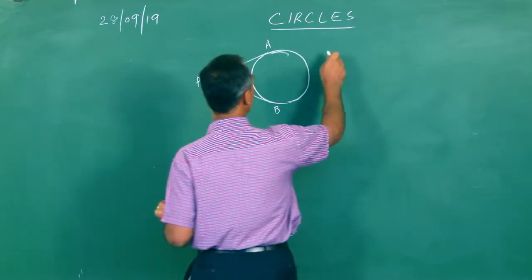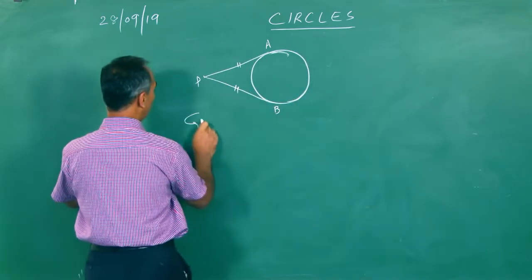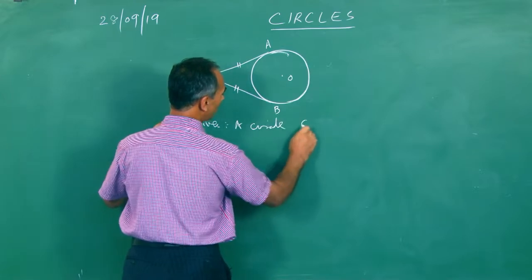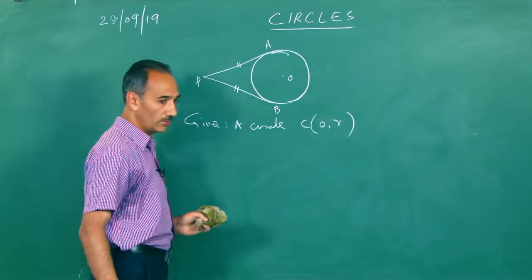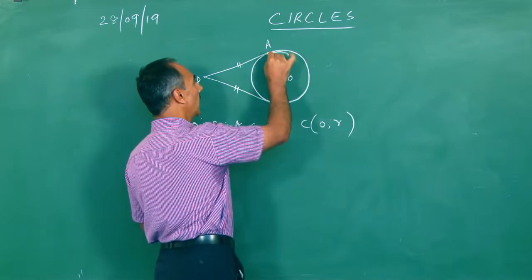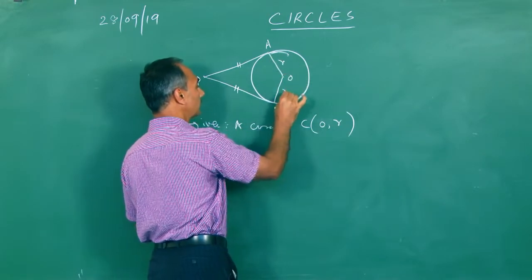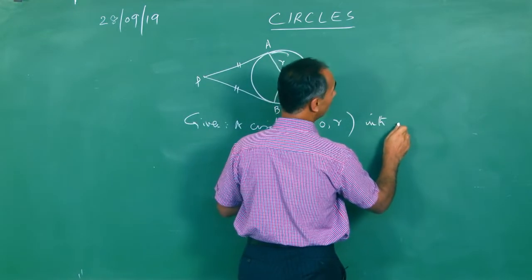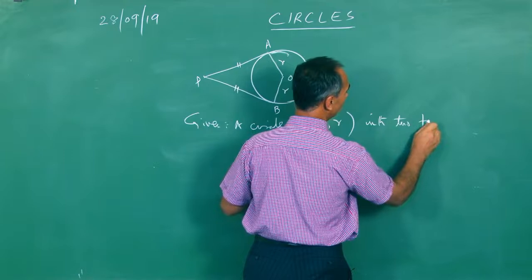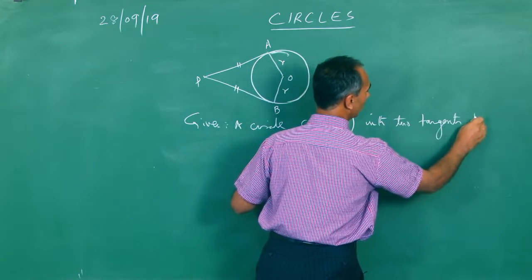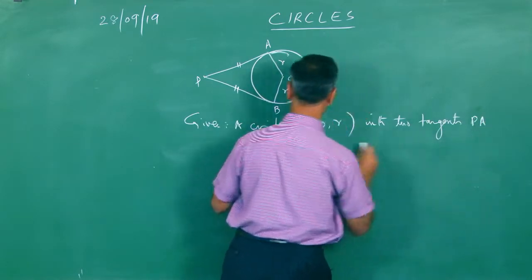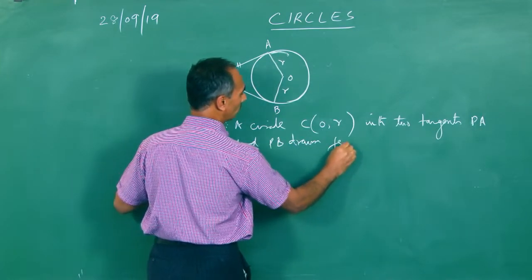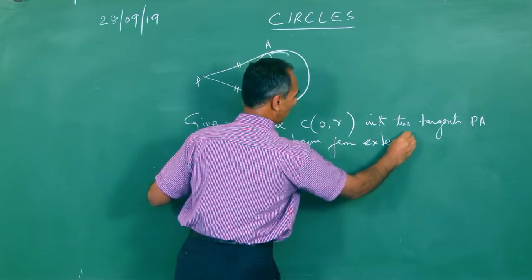So what should we write in given? Given a circle with center O. Usually we write it as circle (O, R). This is symbolic writing, meaning it has center O and radius R. A circle with center O, radius R, with two tangents PA and PB drawn from external point P.